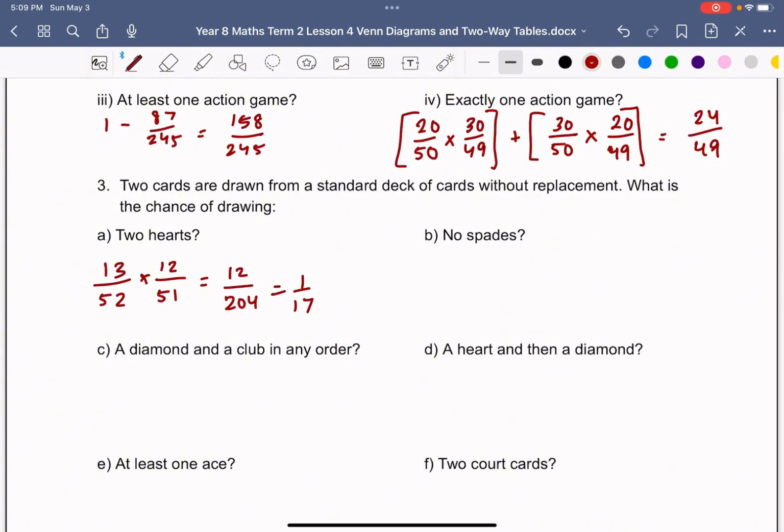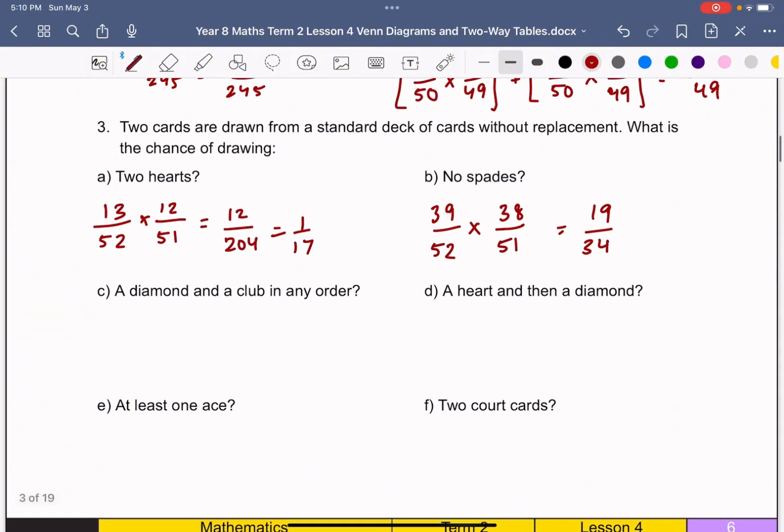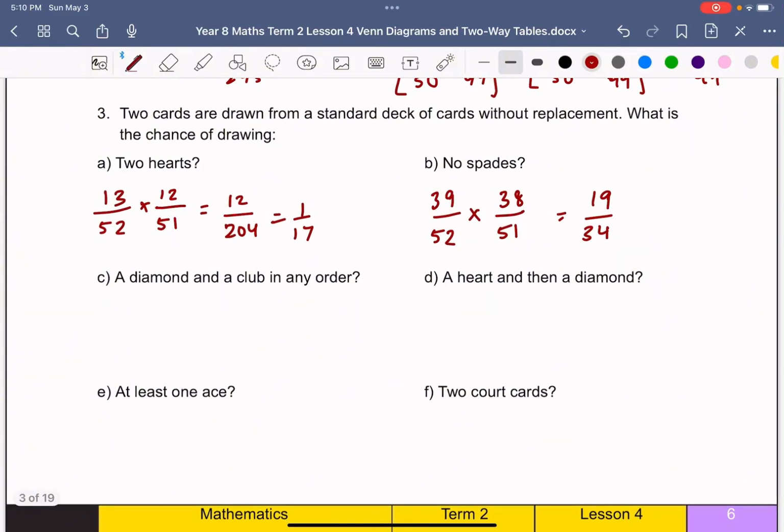Now no spades. My 52 cards, I want any of the other 3 suits. Times by, once I've picked out 1 card, I've 1 less in each, which gives me 19 over 34. A diamond and a club in any order. Now a diamond and a club, there are 13 out of 52 times by 13 out of 51 remaining cards. Because these can be in any order, I'm going to multiply it by 2 because my chance doubles. That gives me 13 over 102.